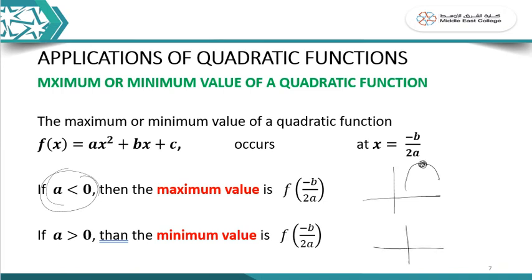If a is less than 0, it will open down, and if a is greater than 0, it will open up. So this point will be the minimum. How will we find the maximum point? We say that x equals minus b over 2a. We know that a is the coefficient of x squared and b is the coefficient of x.